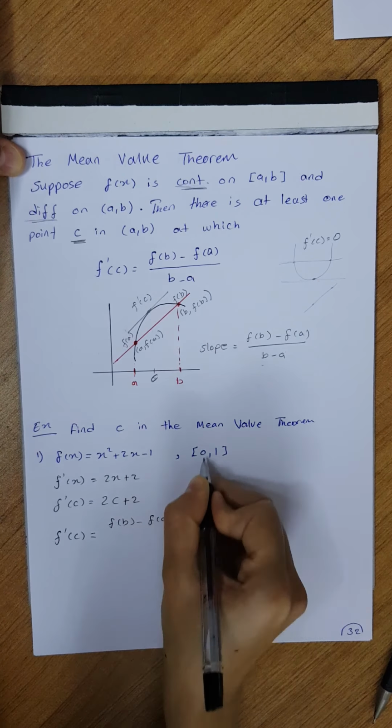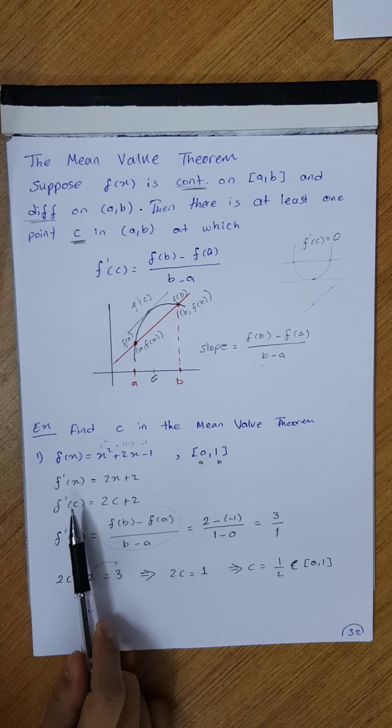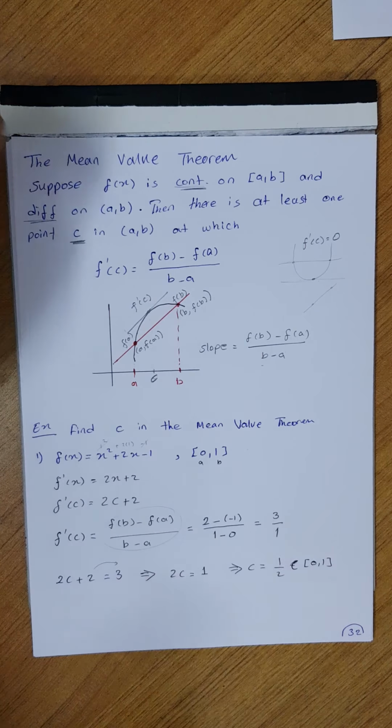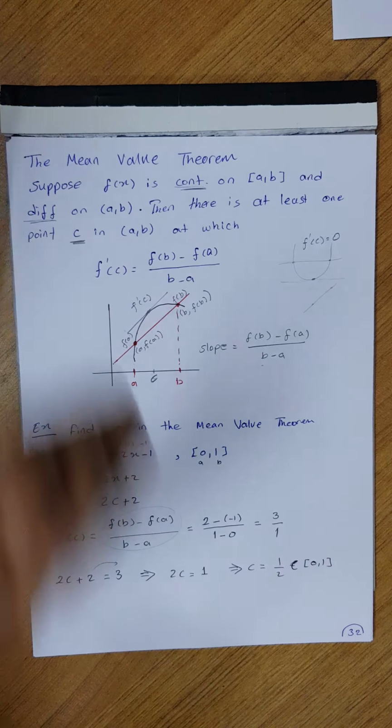So since the function that I have got is continuous and differentiable on the open interval of 0 and 1, I could find that c is equal to 1 over 2, which is between 0 and 1. So if I put that 1 over 2 into the first derivative of the function, I will get 3. That's the mean value theorem.